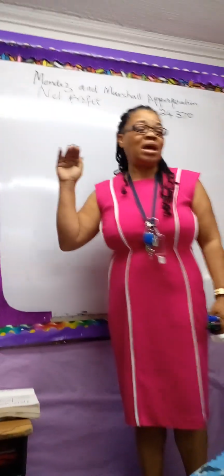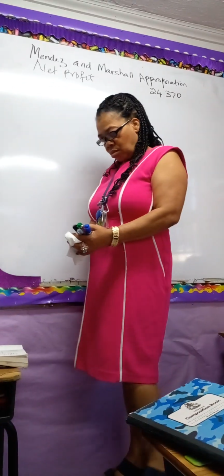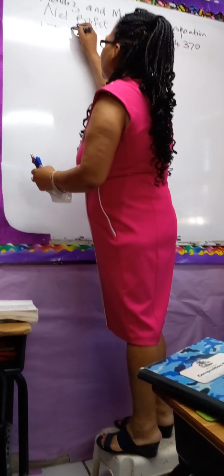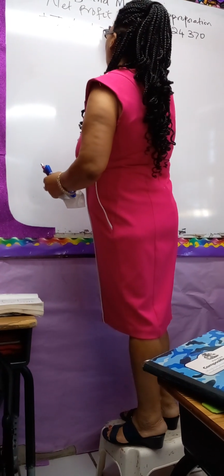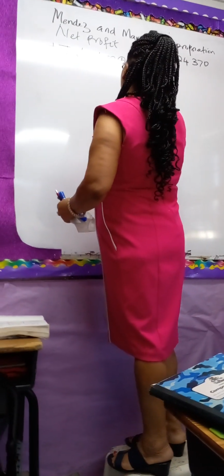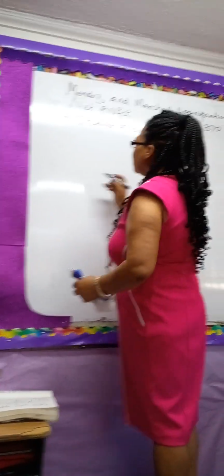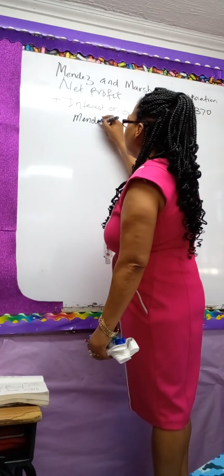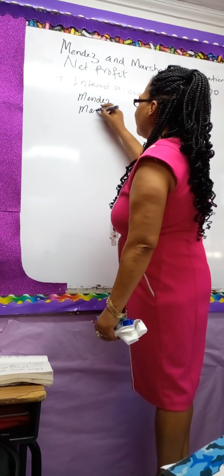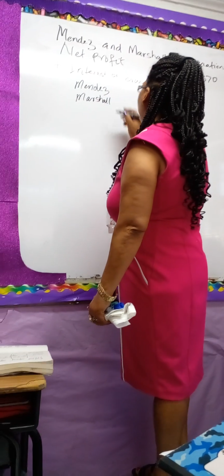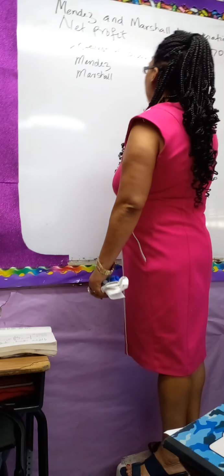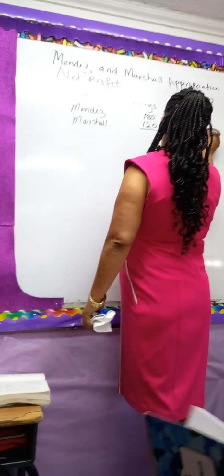What is it that we normally add? Add interest on drawings. We add interest on drawings because persons will pay interest on drawings. That is whatever we take out of the company for personal use. It is called drawings. So the people who are here are Mendez and Marshall. Did both of them pay interest on drawings? Yes. How much did Mendez pay? 180. And how much did Marshall pay? 120. And it's a total of 300.